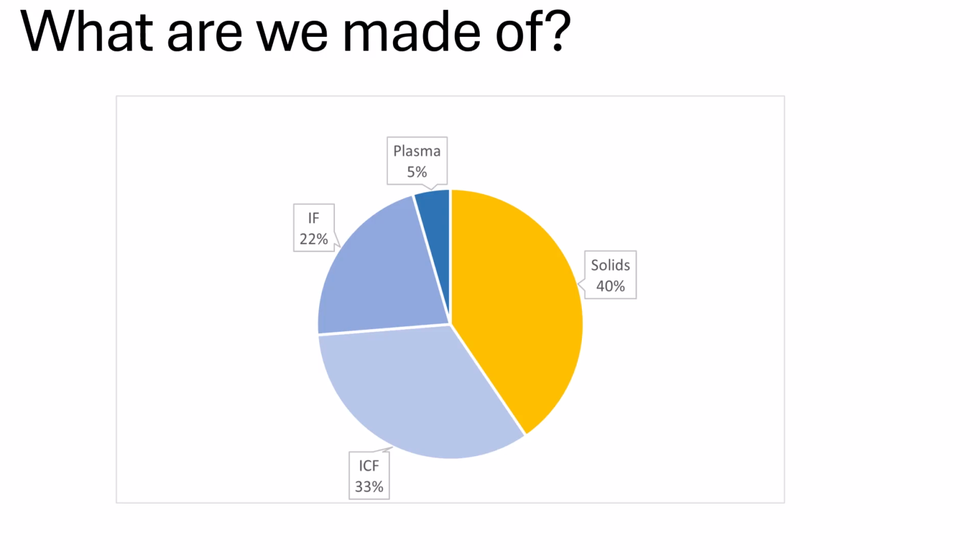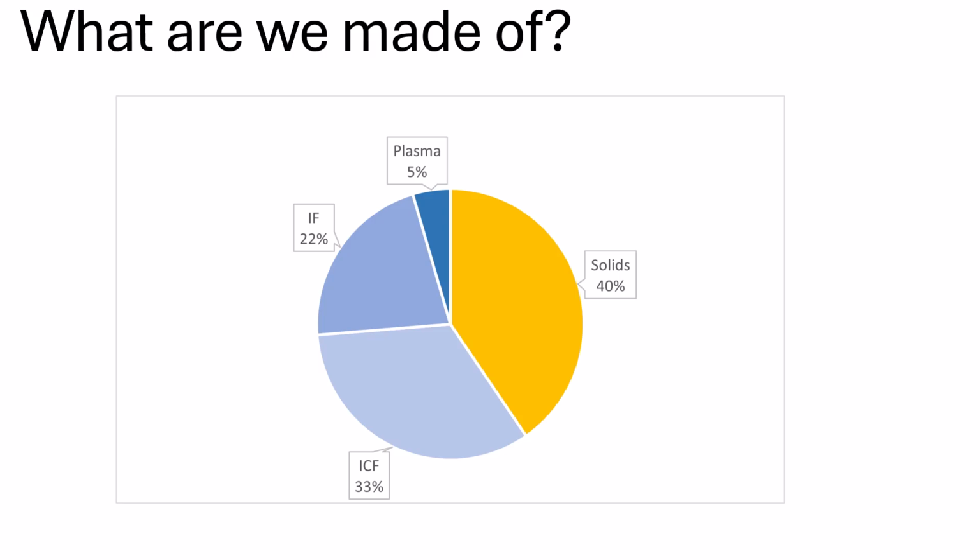The remaining 60%, which is very similar to how much seawater is on the world in general, is fluid. And that fluid gets divided into three main compartments.